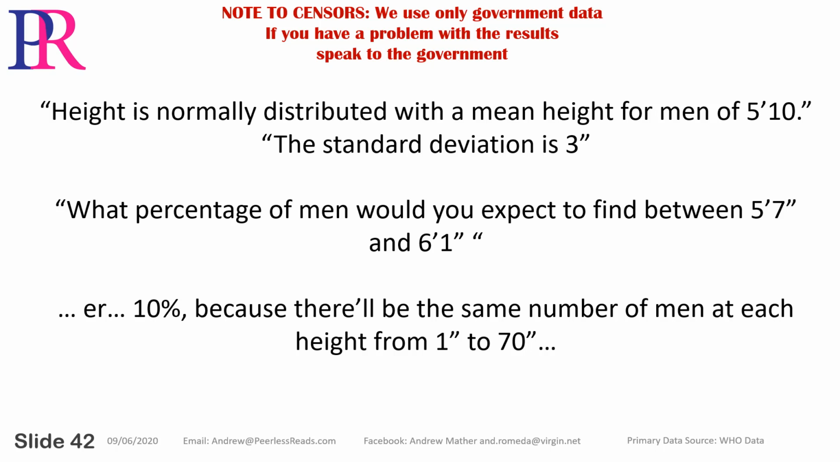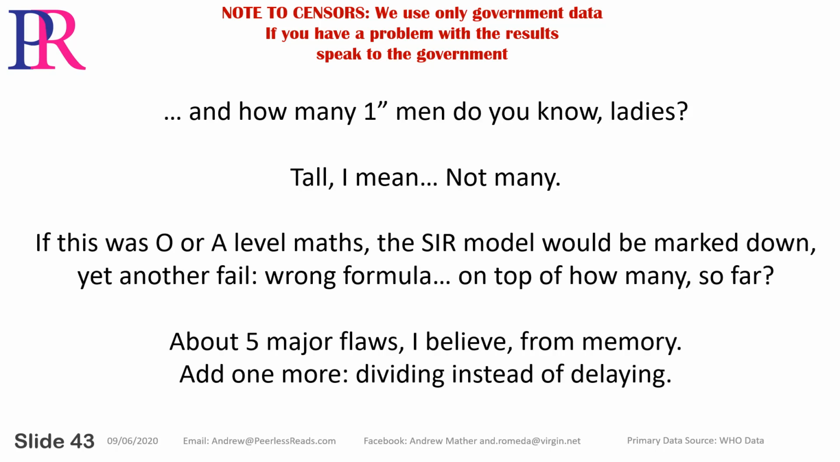10%, because there'll be the same number of men at each height from 1 inch to 70 inches. And how many 1 inch men do you know, ladies? Tall, I mean. Not many. If this was O or A-level maths, the SEIR model would be marked down, yet another fail, wrong formula, on top of how many so far. About 5 major flaws, I believe, from memory, and 1 more: dividing instead of delaying.